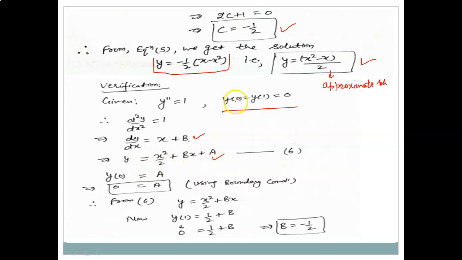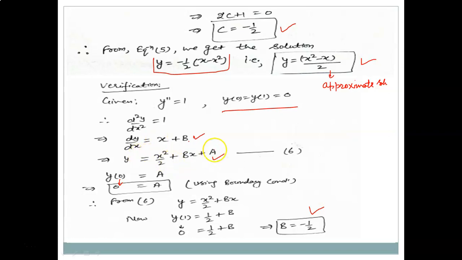And the boundary conditions are that y at 0 and y at 1 are 0. When you put 0 here, y at 0 gives a. But y at 0 is given to be 0 in the boundary condition over here. So a comes out to be 0. Now when you substitute this value of a in equation number 6, you get y equal to x square by 2 plus bx. Now again, you use the boundary condition that y at 1 is 0. You put x equal to 1 here, you get 1 by 2 plus b, and y at 1 is also 0 as given in the boundary condition over here. So this way b equals minus 1 by 2.